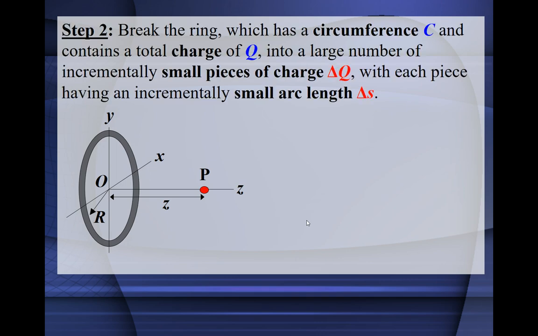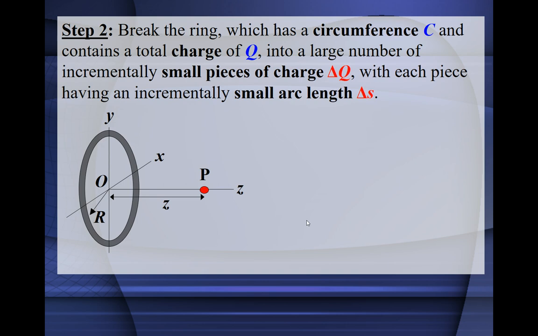Step 2, we're going to take this ring. Now, this ring has a circumference that I'm going to identify with capital C. And we'll say that the entire ring contains a total charge of capital Q. We're going to take this entire ring and break it into a bunch of little tiny chunks.